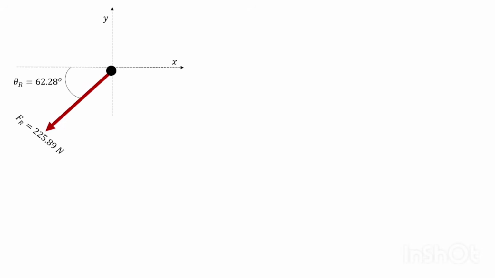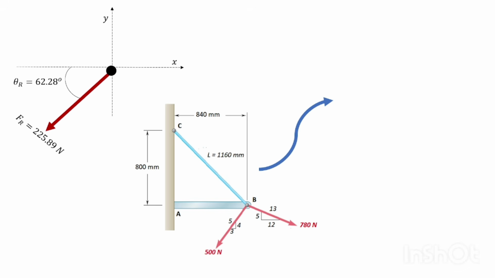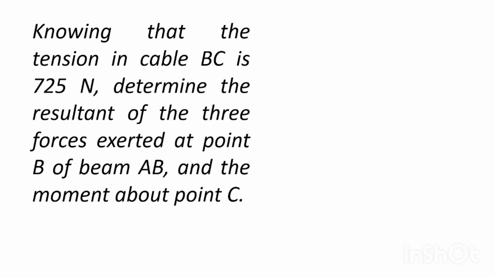The next part of the question. So we have our resultant and the angle it is making with the horizontal, and for this problem it is equivalent to this. So these two systems can be used interchangeably. One singular force of 225.89 newtons at an angle of 62.28 degrees will create the same effects as the tension in the string and the two forces that are attached to the beam AB. But we're not done with the question yet.